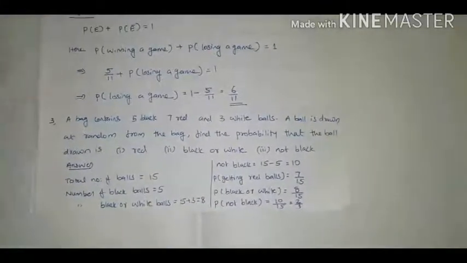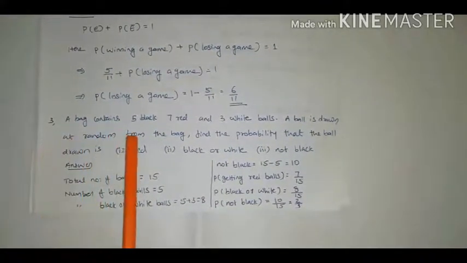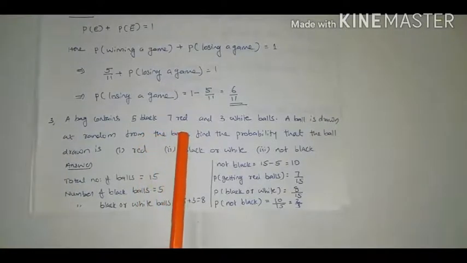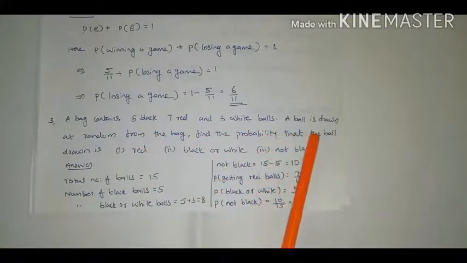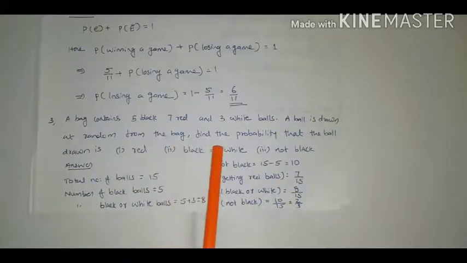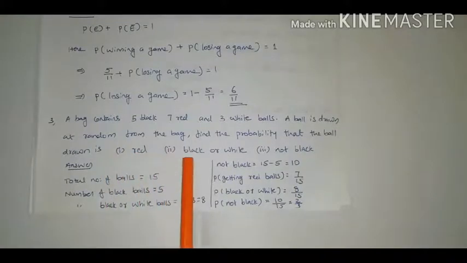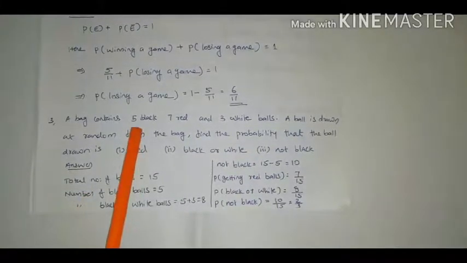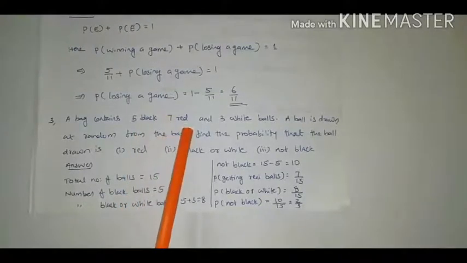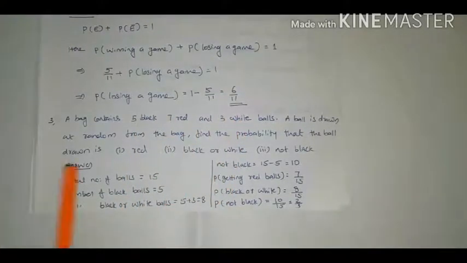And next question: a bag contains 5 black, 7 red and 3 white balls. A ball is drawn at random from the bag. Find the probability that the ball drawn is first, red; second, black or white; and third, not black. So how many balls are there in total? Here 5 black balls, 7 red balls and 3 white balls are there. So 5 plus 7 plus 3, in total we have 15 balls.